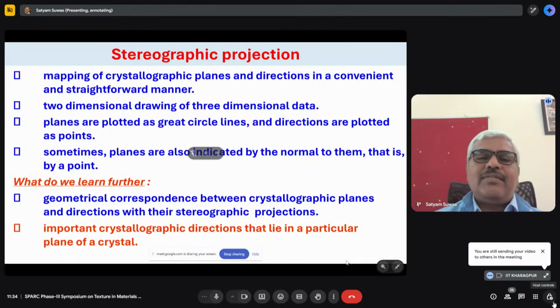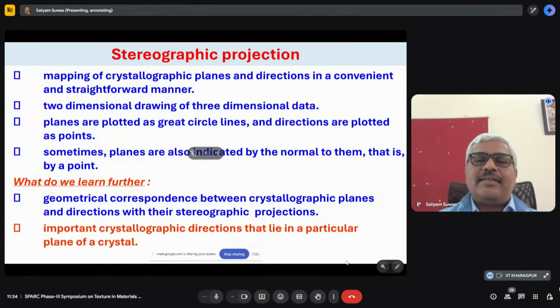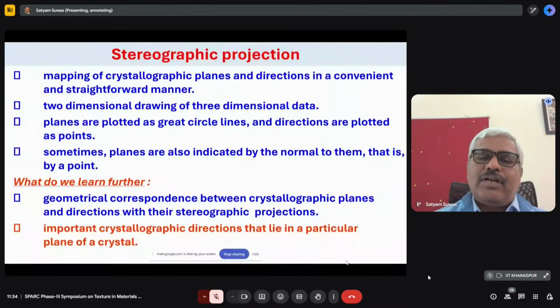We have planes, we have directions, and what we do is present these directions and planes on a two-dimensional plane, a two-dimensional projection. So in this method of representation, planes are plotted as great circle lines and directions are plotted as points. Sometimes the planes, for our convenience, we indicate by the normal to the plane. That becomes a point, because then it becomes a direction, right?